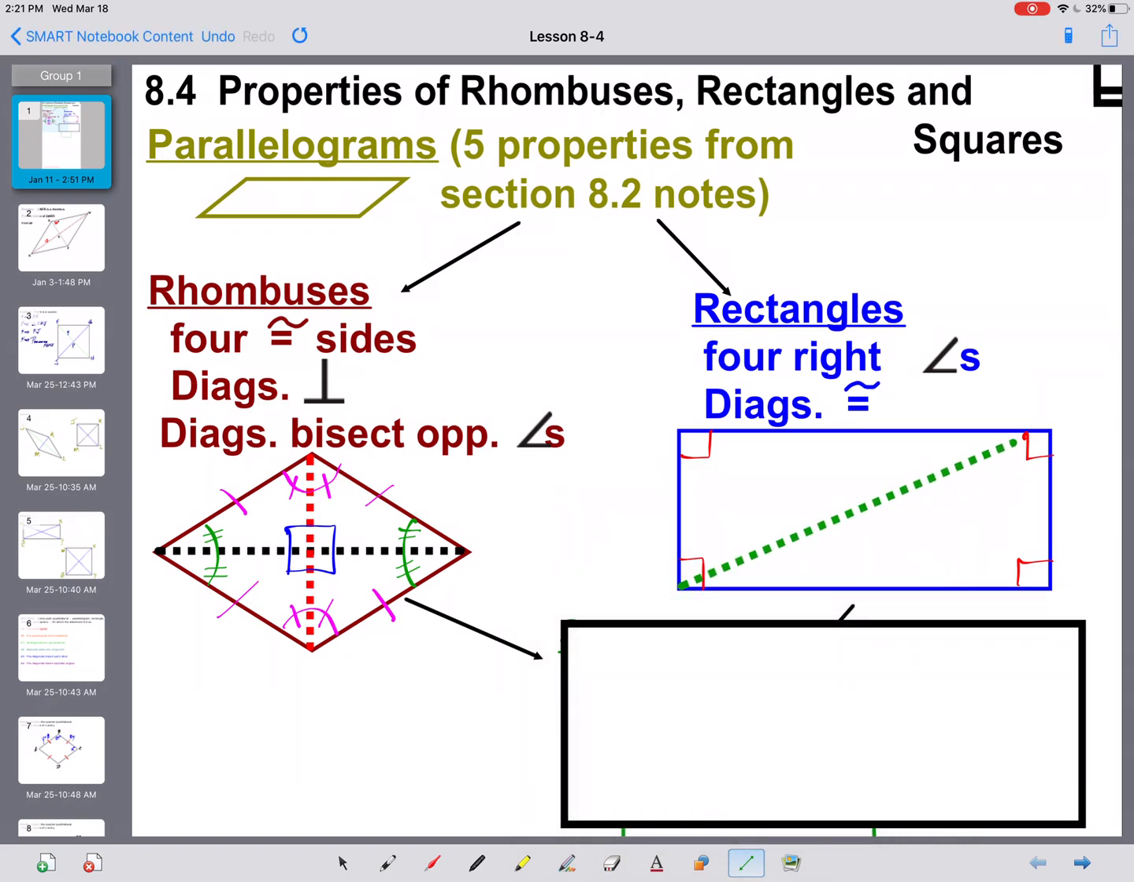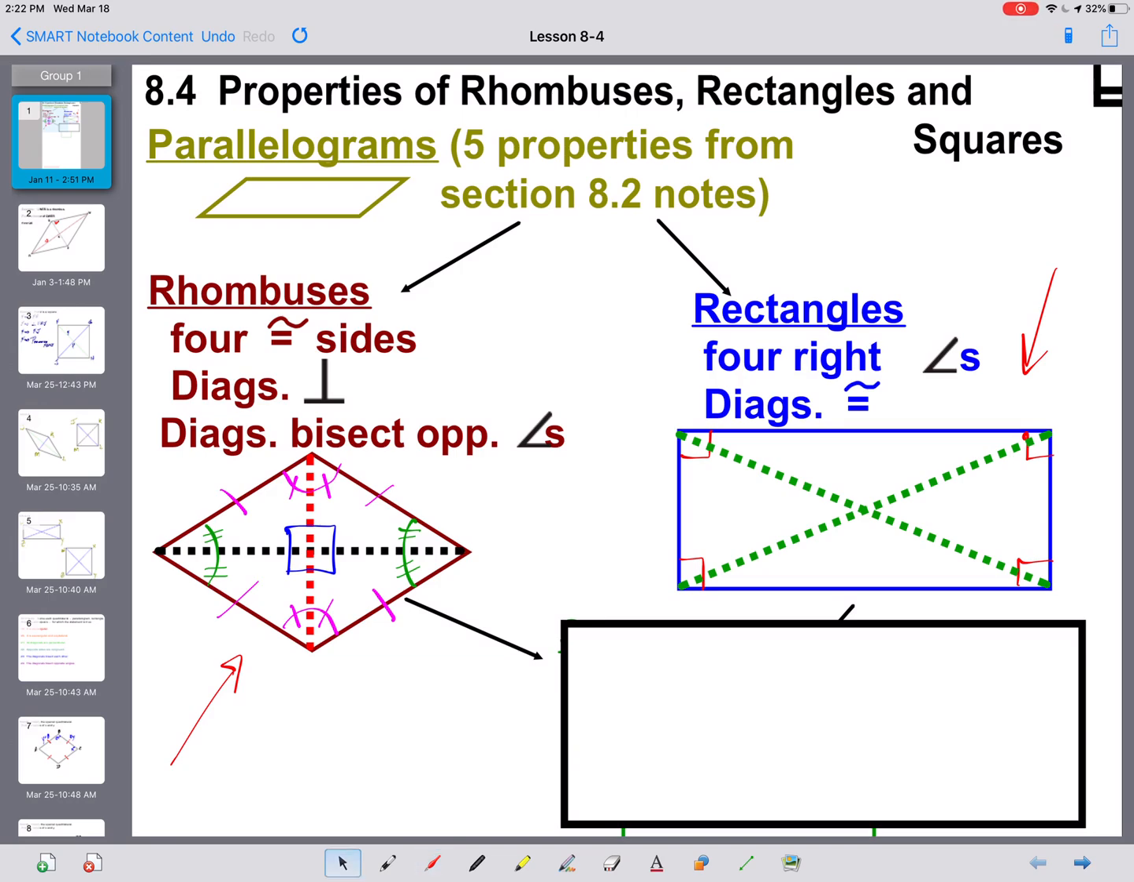Let's draw those in. Here it is. The 2 diagonals are exactly the same length. Notice over in the rhombus, that's not necessarily true. In this rhombus I drew, the red diagonal is not the same length as the black one. But in a rectangle, yeah, the diagonals will be congruent. So what I like to say about rectangles, all rectangles are parallelograms, but not all parallelograms are rectangles.